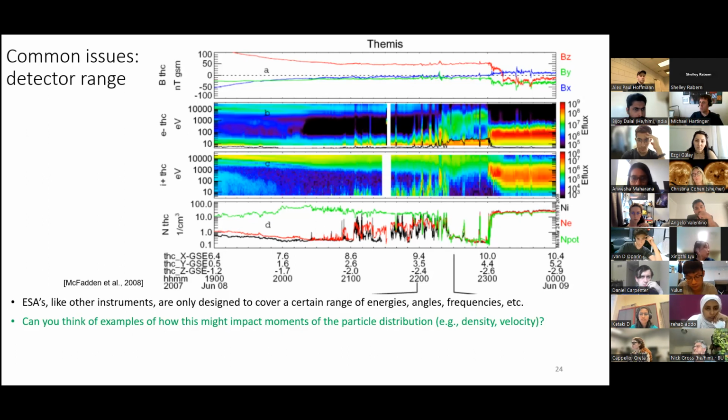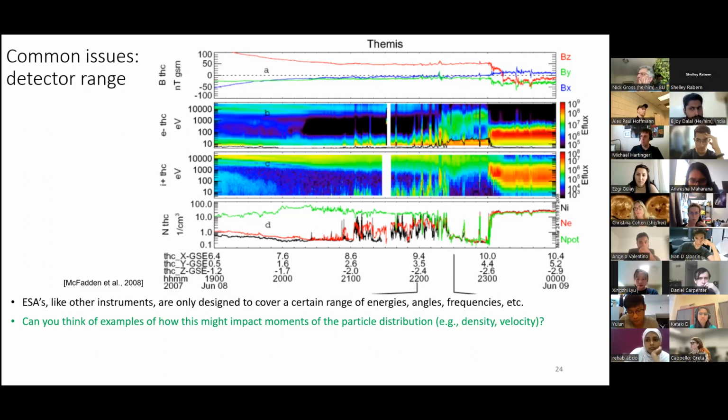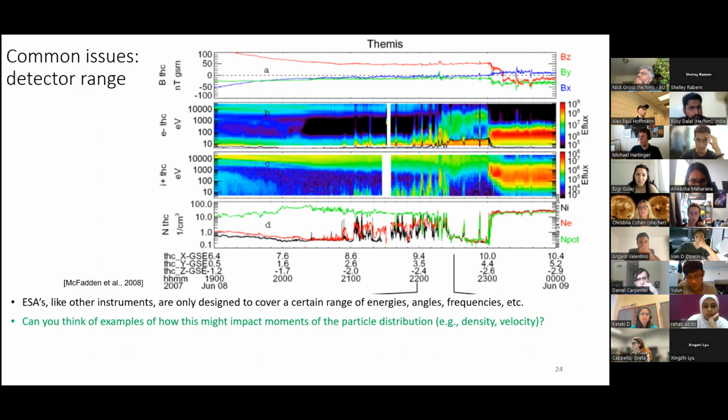And I'm not going to show it, but there are great examples with the Themis ESA, which was not designed originally to measure the beam in the solar wind, but it can be modified to do that. But if it's not pointing the right way or in the right mode, it'll miss the solar wind beam, the bulk flow of the solar wind, which will throw off your measurements significantly.